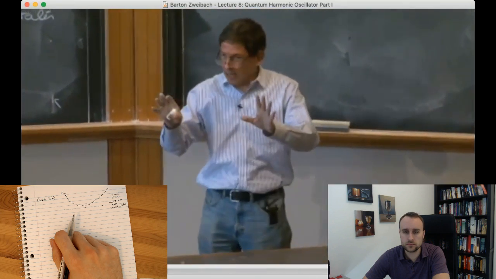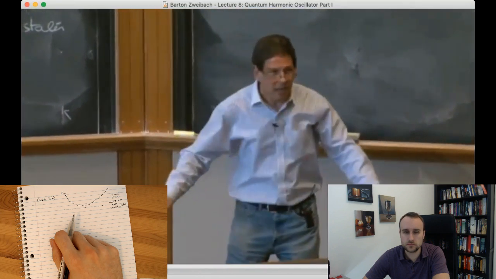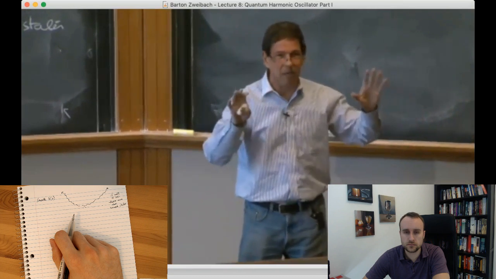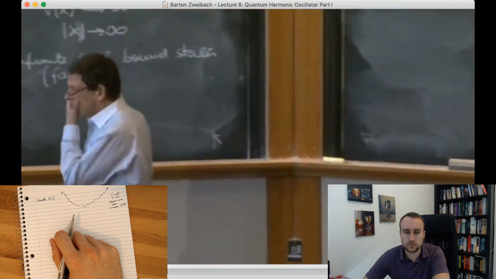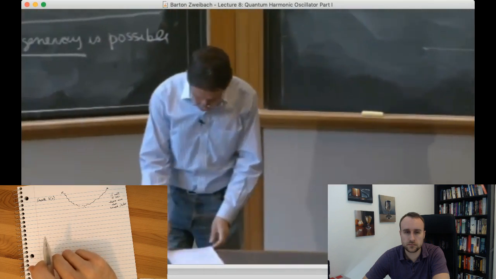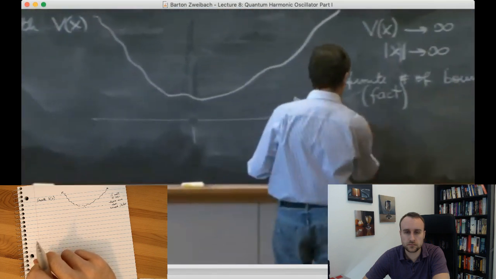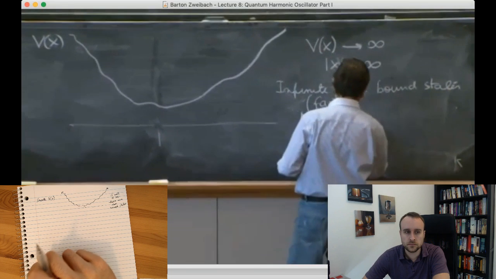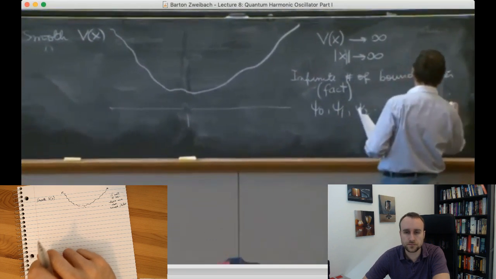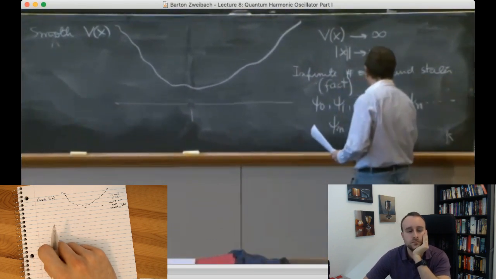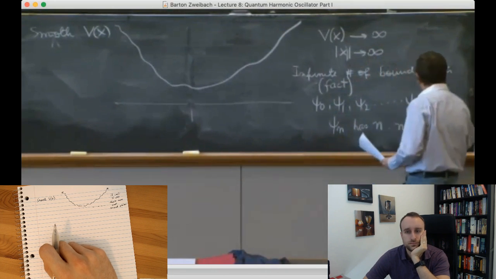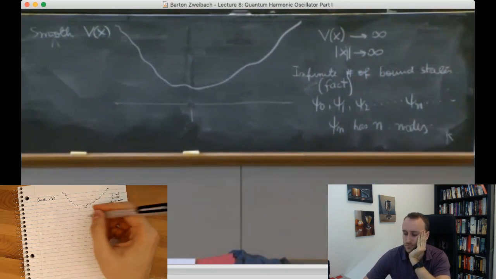Okay, so you're not trying to prove everything, but we're trying to prove or understand something that is very important. So how do we prove this? Or how do we understand that the nodes, so there will be infinite number of bound states, psi 0, psi 1, psi 2, up to psi n, and it goes on, and psi n has n nodes.